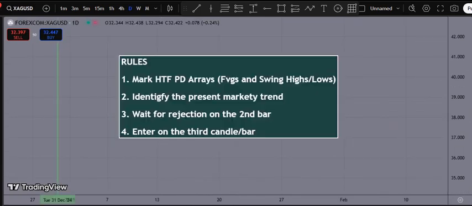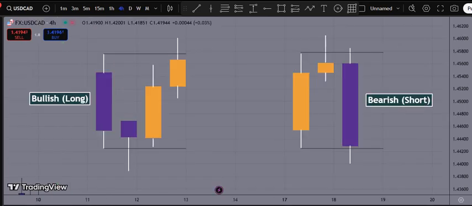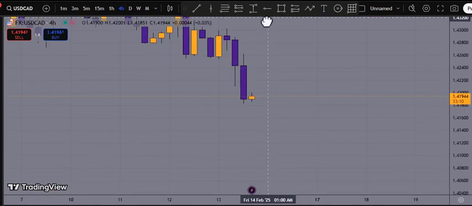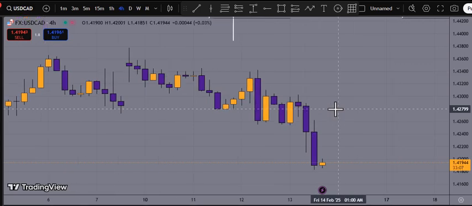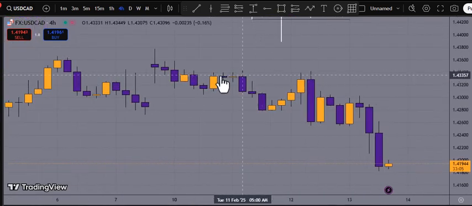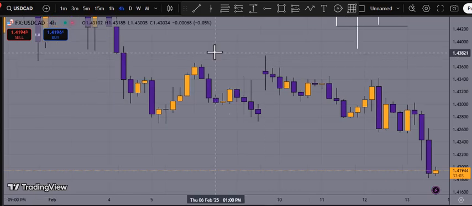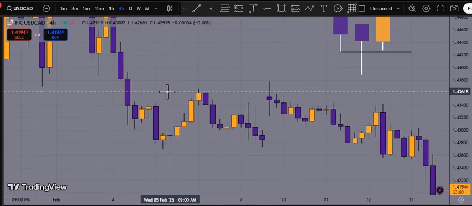So let me give you the rules first, because let's talk about the rules. The first thing is to mark higher time frame PD arrays such as FVGs, fair value gaps, and swing highs and swing lows. Now identify the present market trend. After that, you wait for the rejection on the second bar, then enter on the third bar. So we are going to open the chart right now. I want you to take a look at these charts, and then we are going to do this together.